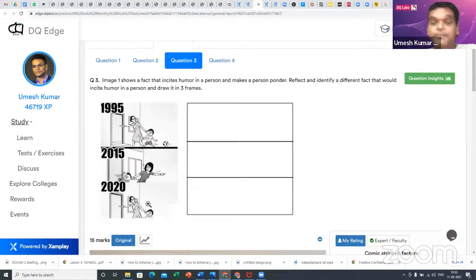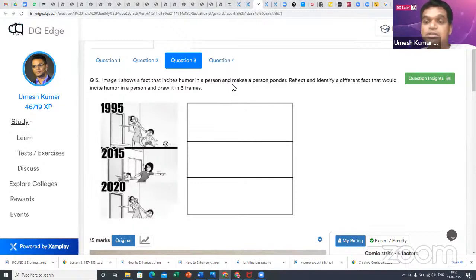How it has changed? Similar kind of thing: there is a particular era, certain things were happening, and the same thing is repeating in the current era. So that is the kind of logic in these images, and you need to find something similar, a fact that has happened in the past and is repeating now. And then you have to capture that intent and redraw it here. So that was question number 3.